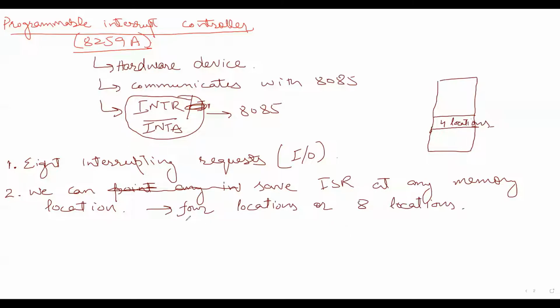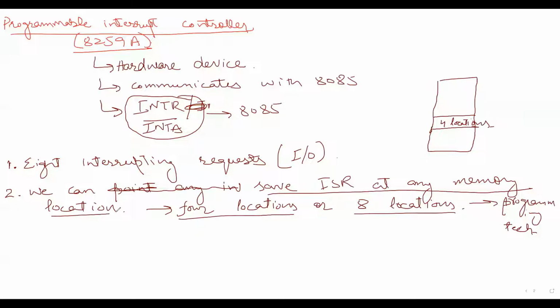And how can we determine whether it is occupying 4 locations or 8 locations? We do that using some programming technique. For example, we can save the ISR at any memory location, and that can also be programmed. What will be the memory address of the interrupt service routine, and what will be the spacing between these ISRs, whether 4 location spacing or 8 location spacing, can also be programmed.